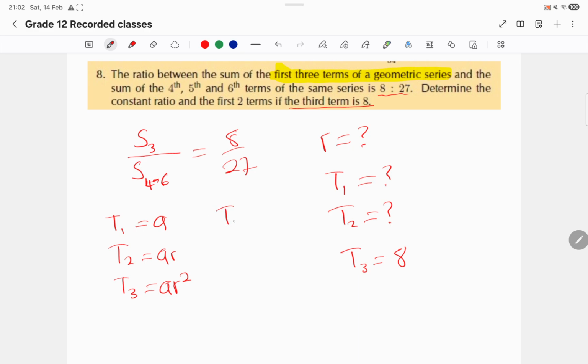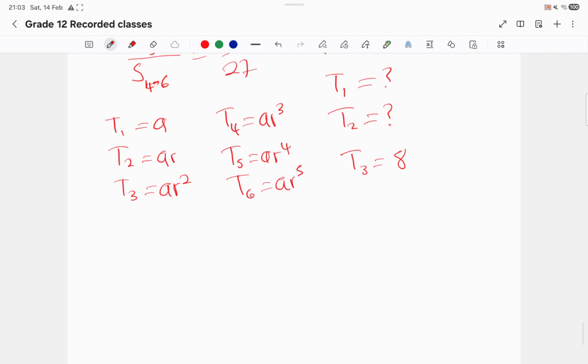So your T4 is basically AR to the 3. Your T5 is AR to the 4. T6 is AR to the 5th, right? So now what you need to do is find the sum of the first three terms and find the sum of these three terms, equate that to 8/27 and solve the constant, right? Cool. So what do we do now?